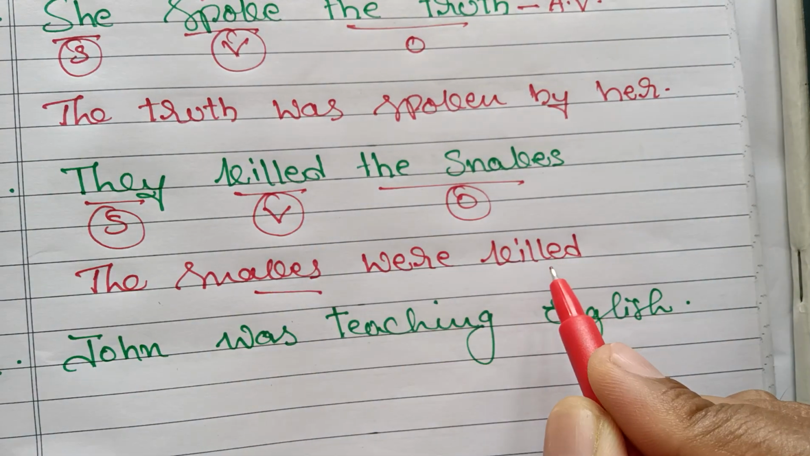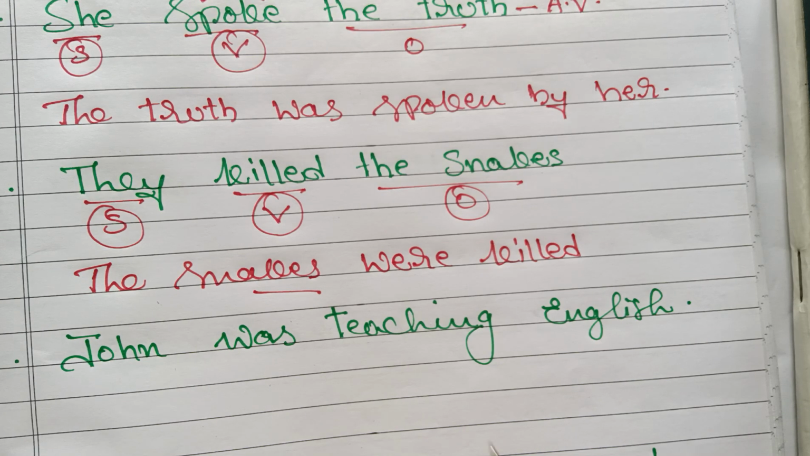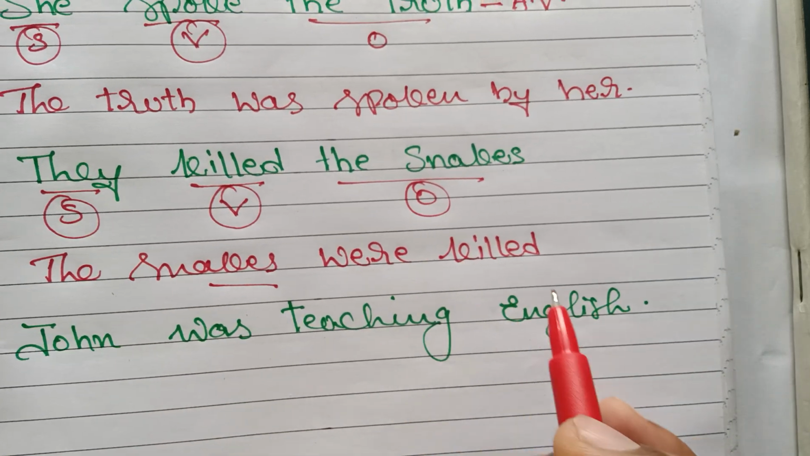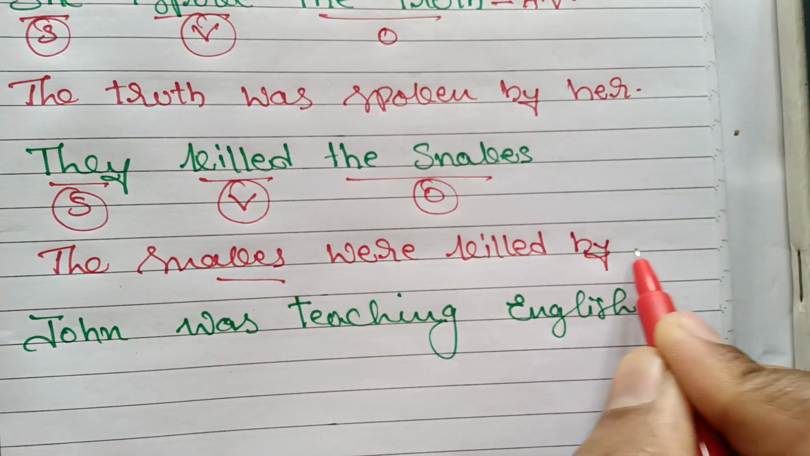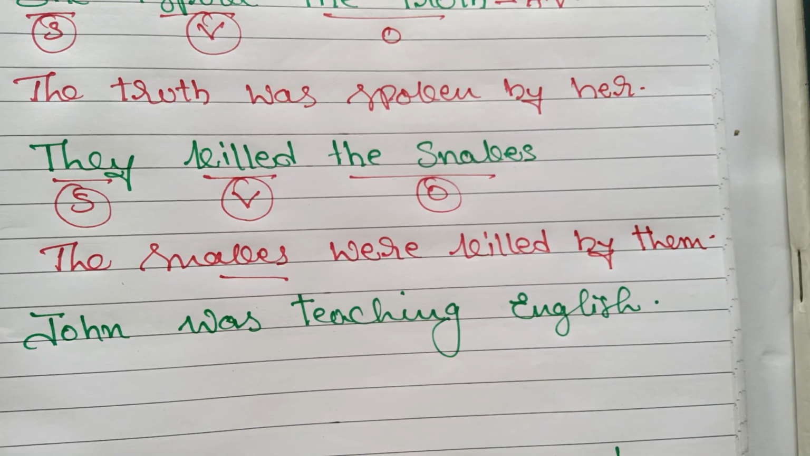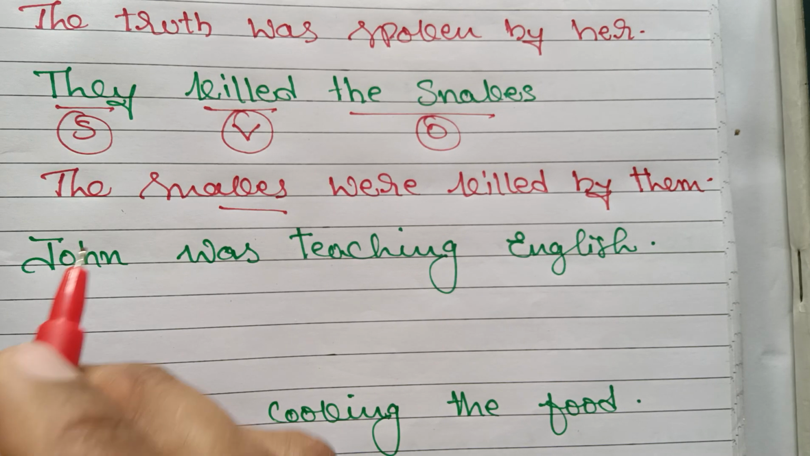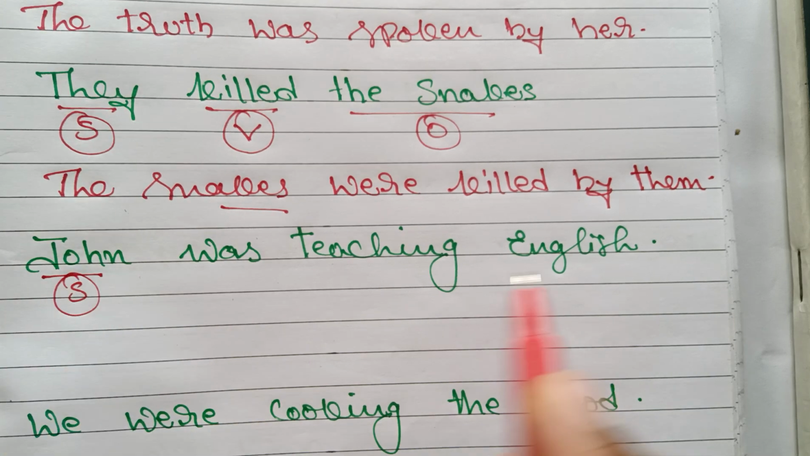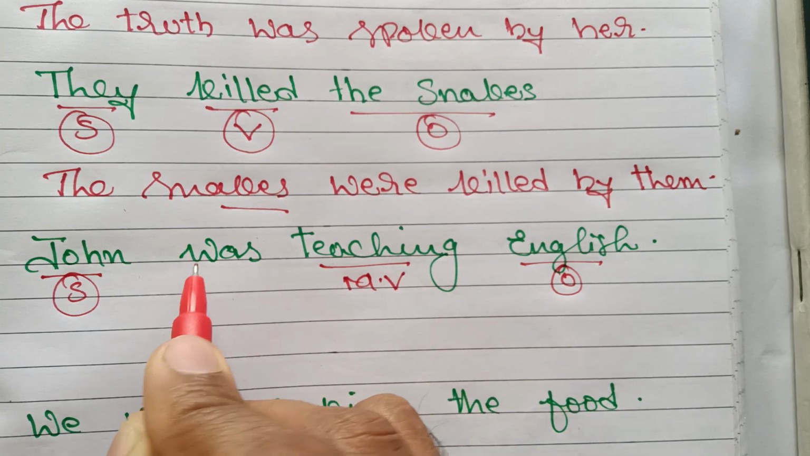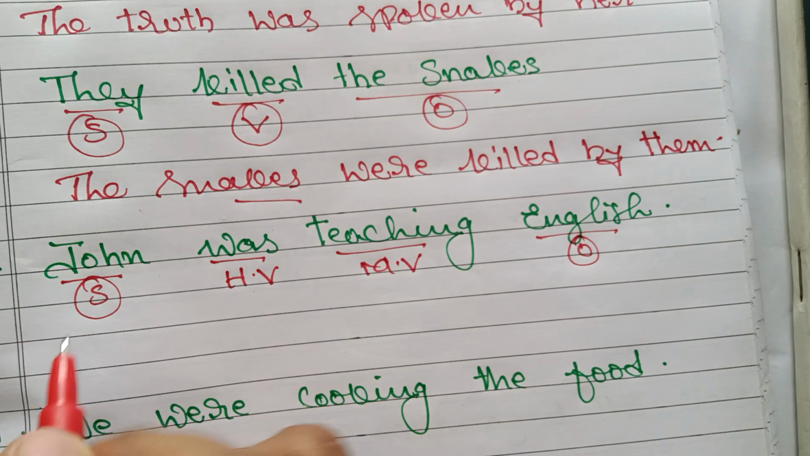Don't copy what is here, but use third form. Kill first form, killed second, killed also third. The snakes were killed. Them will change into by them. That's all. So the ninth one. John was teaching English. Very good. What is the subject? John. Object English. Main verb teaching. Helping verb was. Now change this one into passive voice.